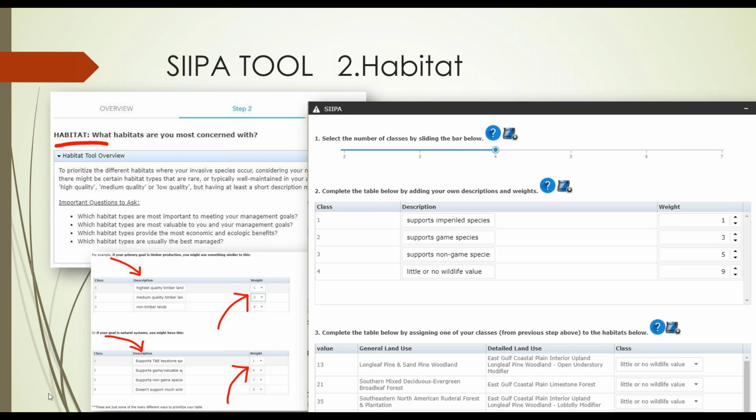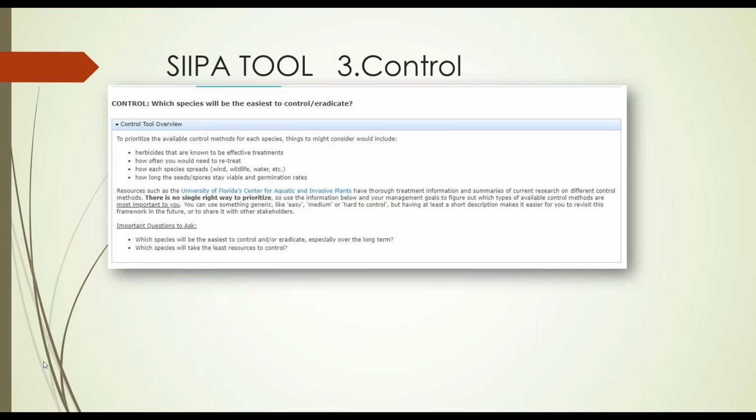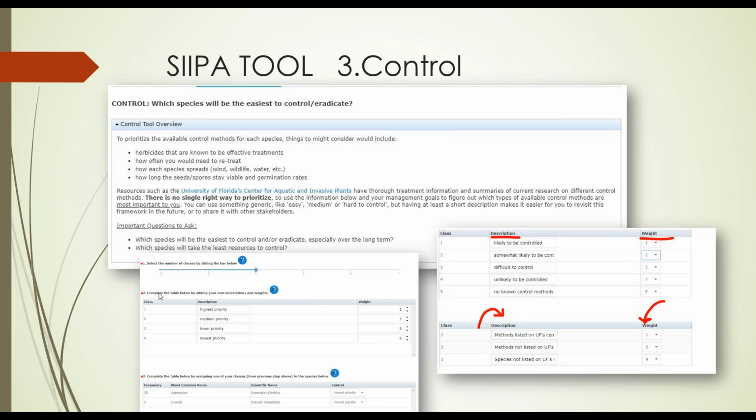Now, based on your internet speed and the size of the data you select, it can be anywhere from less than a minute to 5 minutes or so at each one of these steps. So again, we repeat this process for the next characteristic, control, providing a little bit of information, pointing you to additional resources for determining your prioritization framework if you don't have one already. And then you go through the process of choosing your number of classes, giving a description and a weight, and then assigning those to the species that are found within your project area.